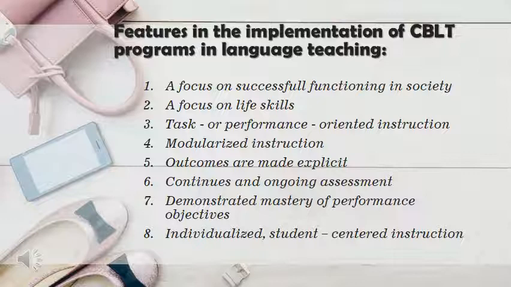Number 5, outcomes are made explicit. Outcomes are public knowledge, known and agreed upon by both learner and teacher. They are specified in terms of behavioral objectives so that the students know what behaviors are expected of them. Next, continuous and ongoing assessment. Students are pre-tested to determine what skills they lack and post-tested after instruction on that skill. If they do not achieve the desired level of mastery, they continue to work on the objective and are retested.